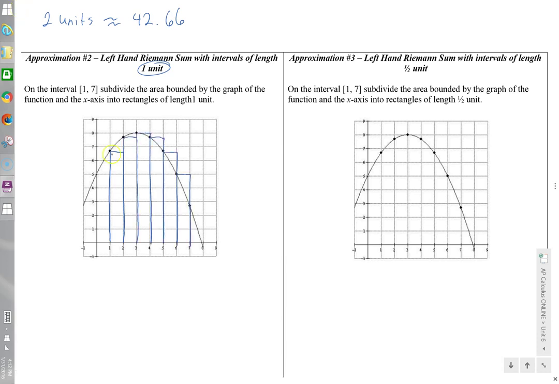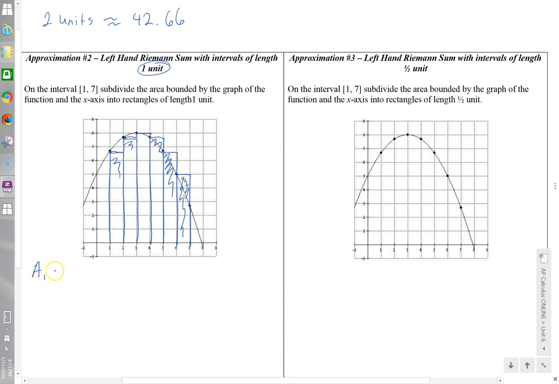Again, going from the left, you start on the left and move over like so. We have a couple of extra ones that are a little bit too big, and we have ones that are too small. So we're going to calculate that area. We need to find the area of, this time, 7 rectangles.